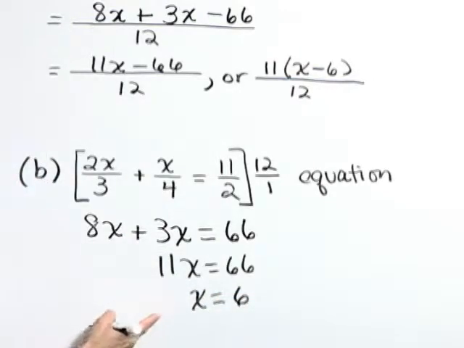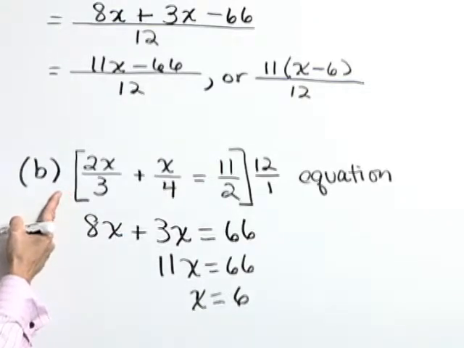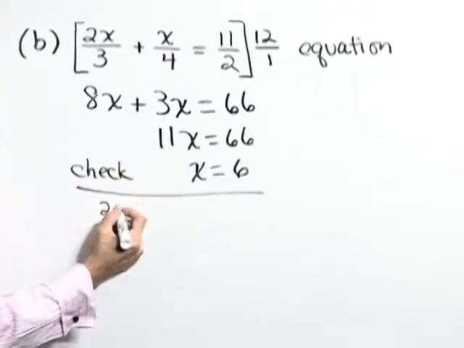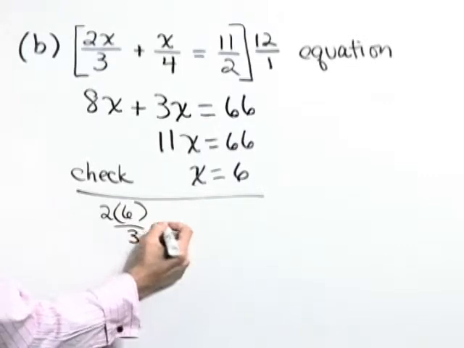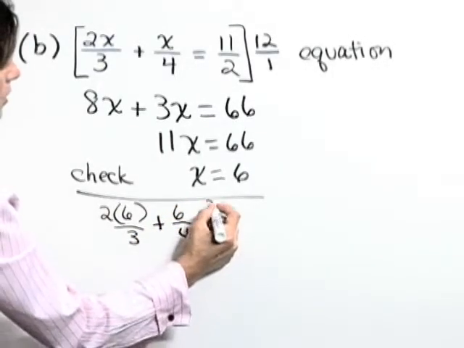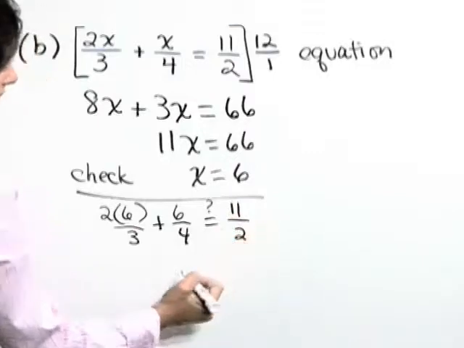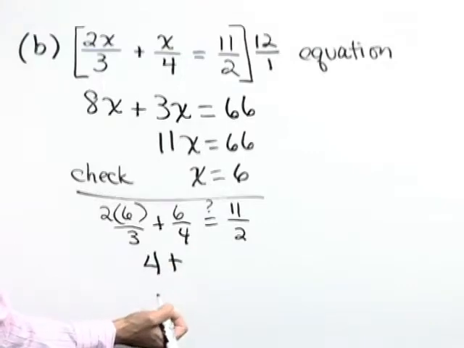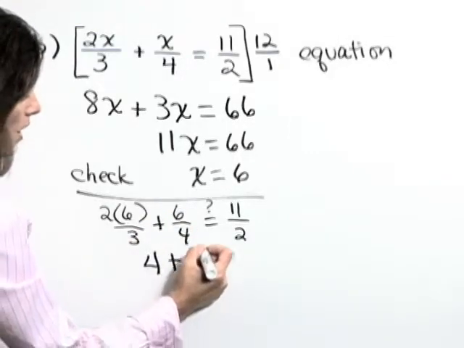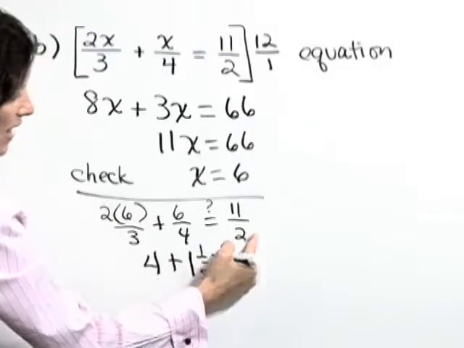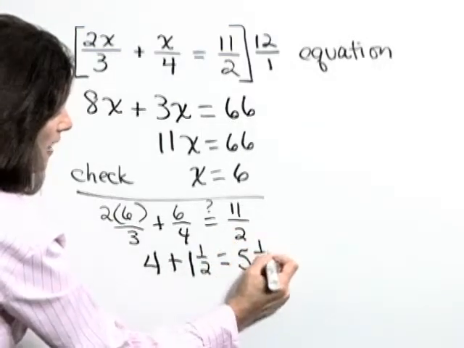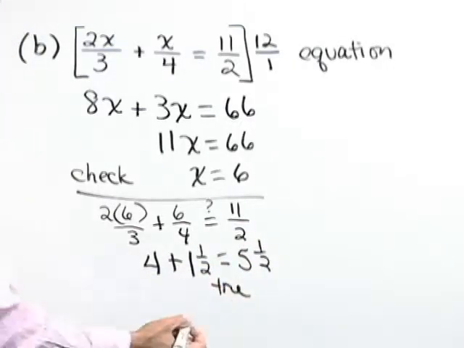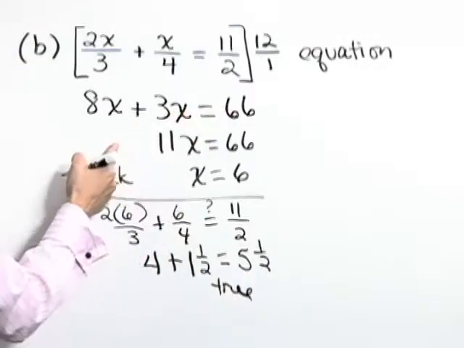It's always a good idea to check these rational equations. Let's go ahead and do that. So is 2 times 6 over 3 plus 6 over 4 equal to 11 halves? That's 12 thirds, or 4, plus 6 fourths is 1 1/2. Is that equal to, in mixed form, this is 5 1/2? Well, sure, 4 plus 1 1/2 is 5 1/2. That's a true statement. So we've solved this equation.